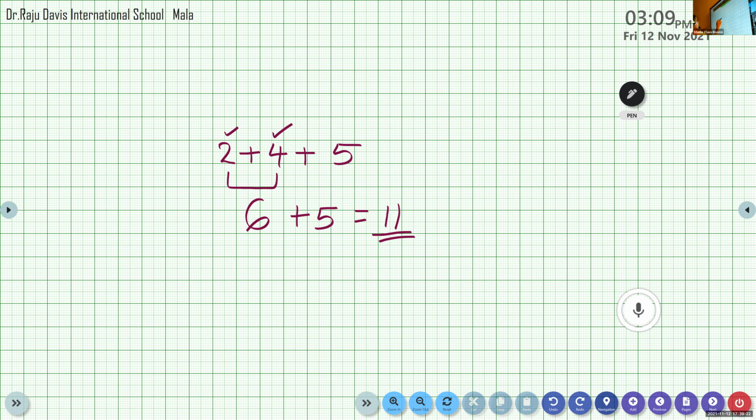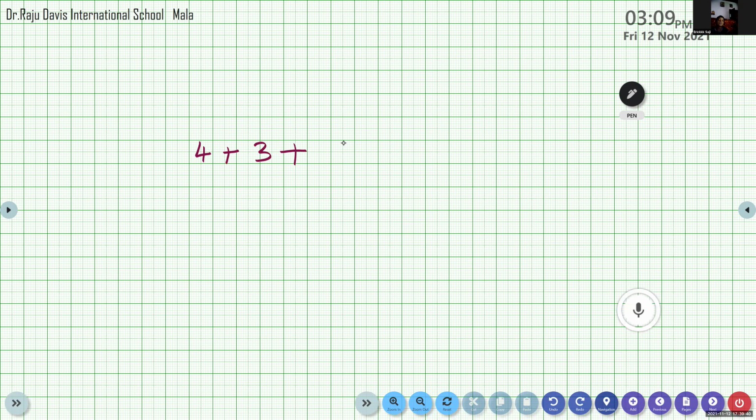4 plus 3 plus 5. 4 is a one digit number. 3 is also a one digit number. 5 is also a one digit number. We are adding 3 one digit numbers. So let's add the first two numbers. When we add 4 and 3, 4 in the mind, 3 on the fingers. What's the answer? 4 plus 3? 7. So we get the answer 7.